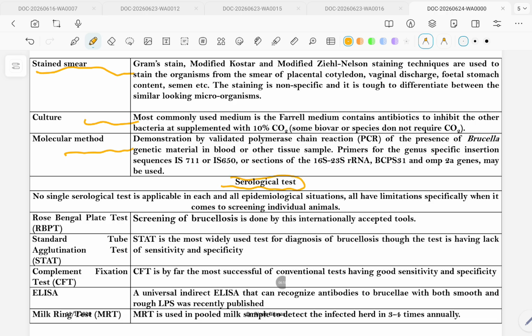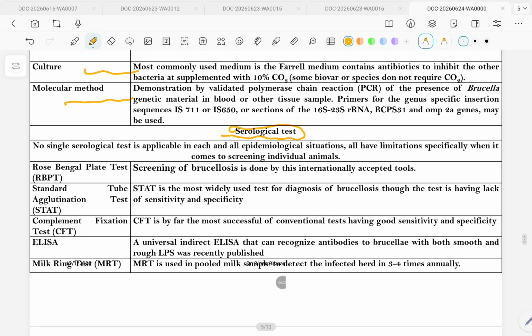Serological test. No single serological test is applicable in each and all epidemiological situations. All have limitations, specifically when it comes to screening individual animals.